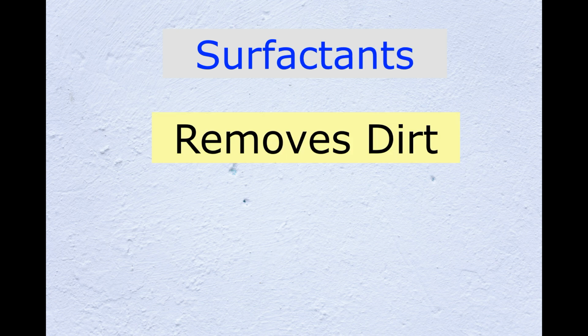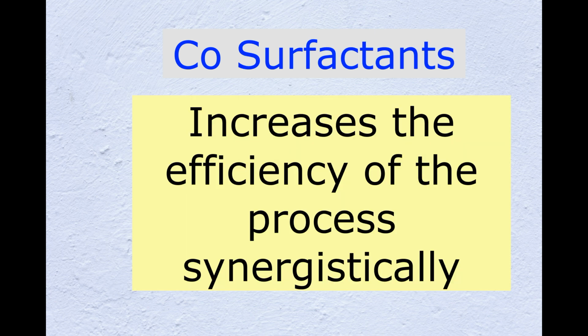First of all, surfactants. Surfactants are main materials in cleaning products. It is removing the dirt, the important role. Example is SLES. Next, co-surfactants. Co-surfactants also play a very important role in cleaning industry.